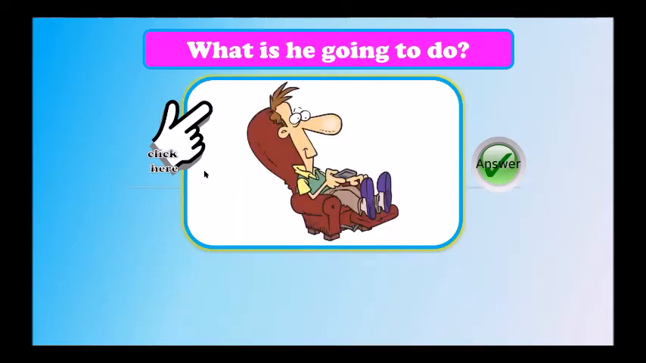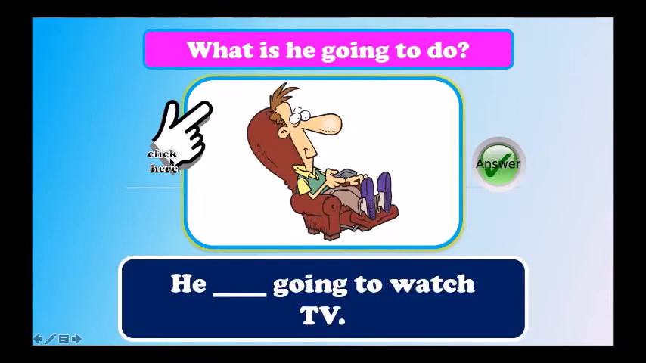What is he going to do? He going to watch TV. You will write am, is, or are. Let's check. Is. Very good. He is going to watch TV.